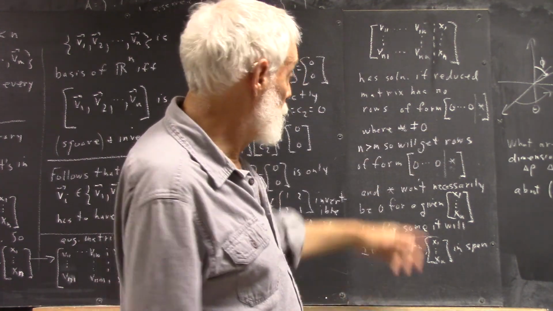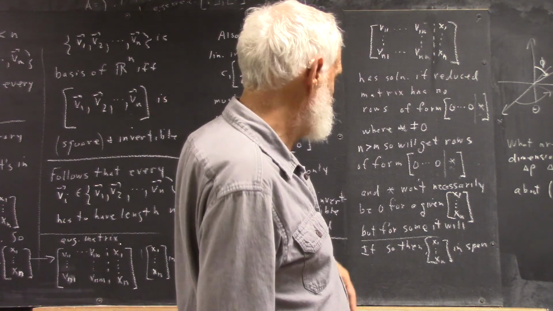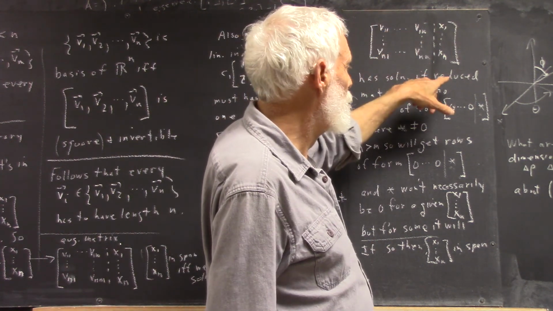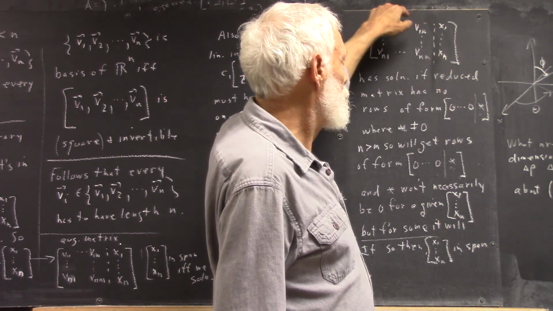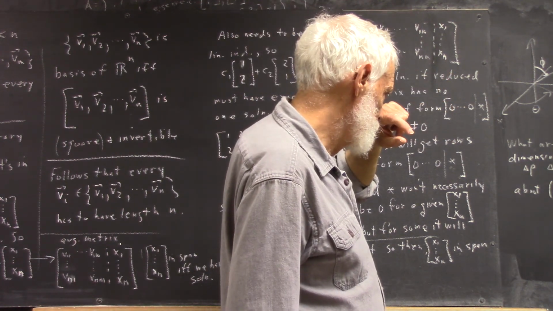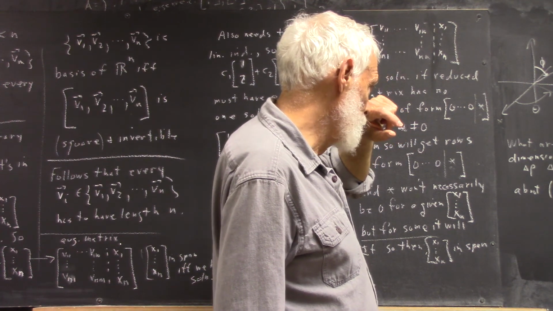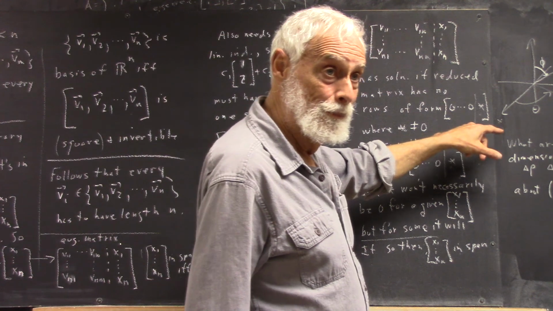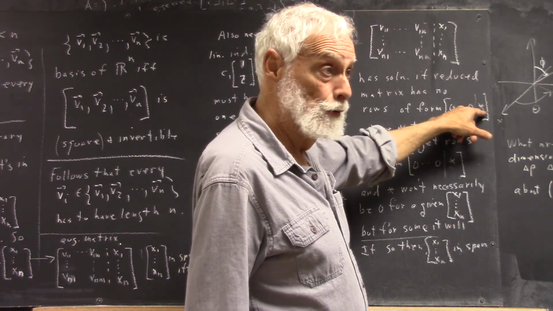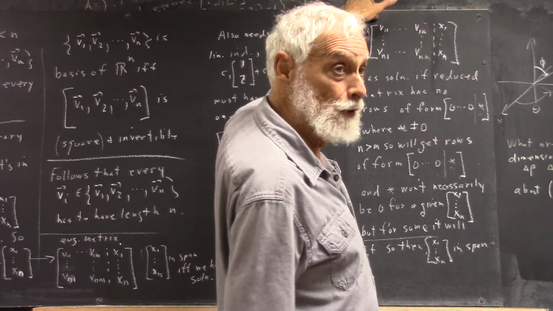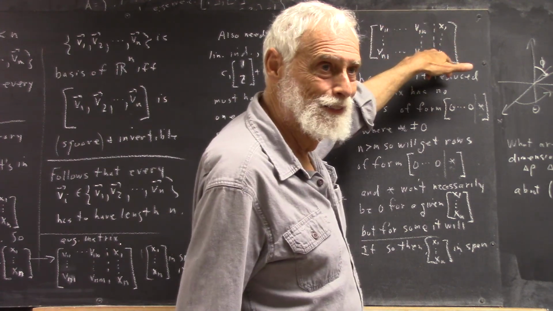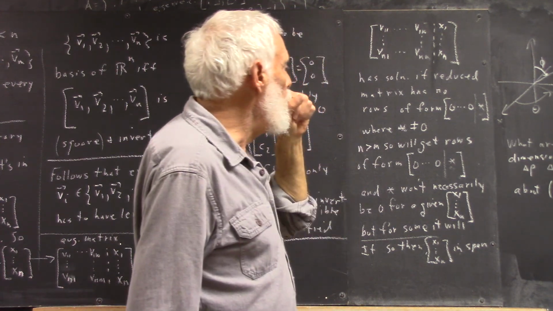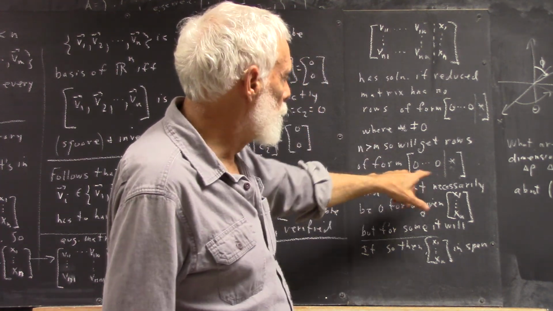You could even start from a matrix that has this form with some zeros. You have rows of zeros over here, and build back up into this matrix and find vectors in the span. There are easier ways. So we are going to get rows like this.